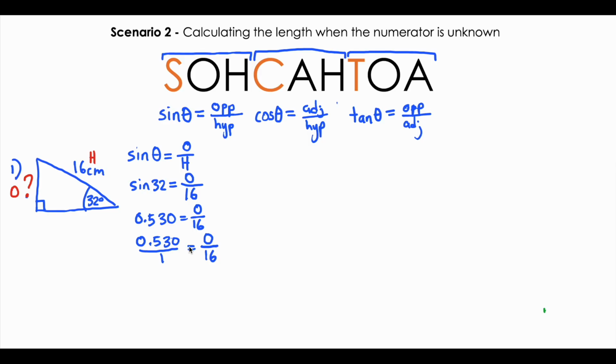What do I mean by cross multiply? This times this would be equal to this times this. That's why I call it cross multiplication. So I'm going to say 0.530 multiplied by who? 16. And then the O is going to multiply to who? The 1. Good. This is O, guys, not 0. O, the letter O. So 0.530 times 16. Remember we cross multiply, so I'll just put this here so we can remember. So the cross multiplication: 0.530 times 16 gives us what?